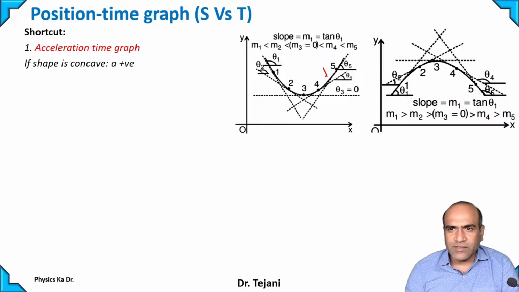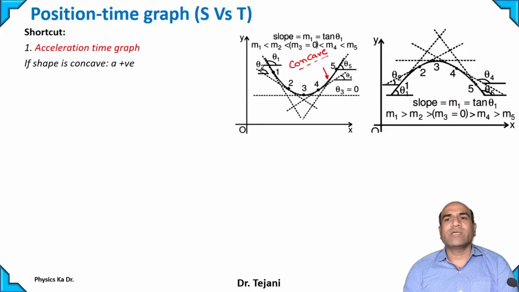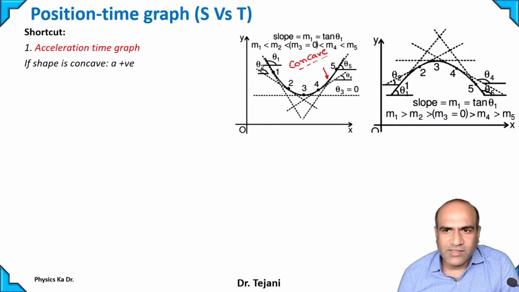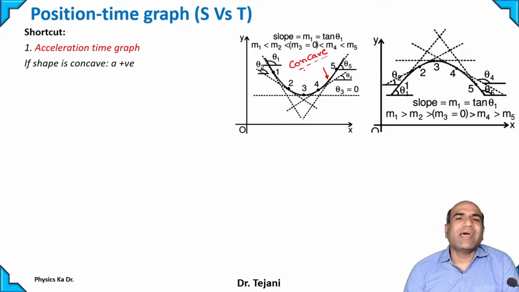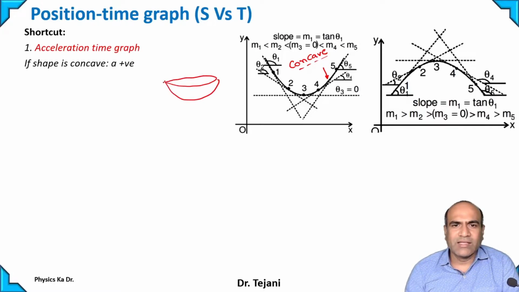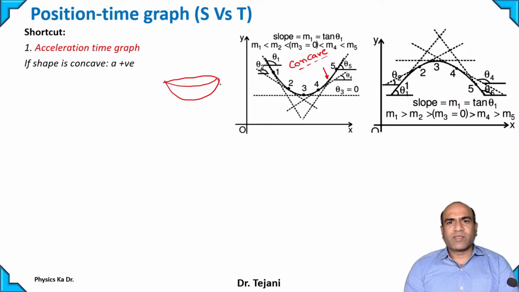What is the name of this shape? This is known as a concave shape, like a vessel. Most vessels have this kind of shape. A katora has this kind of shape. So this shape is known as a concave shape.